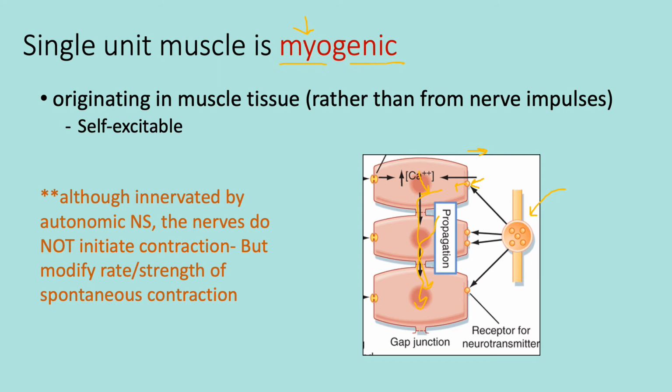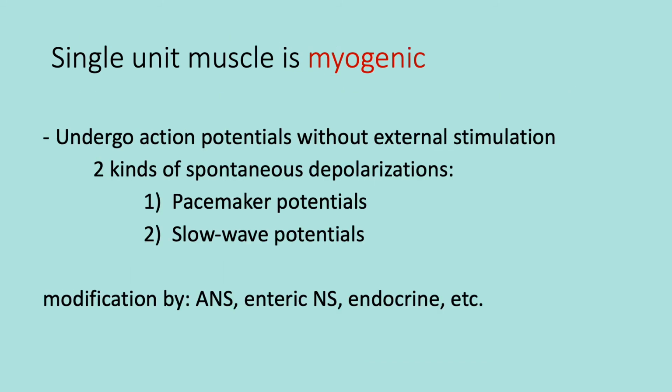Although single unit smooth muscle is innervated by the autonomic nervous system, as we've shown here, the nerves do not initiate the contraction. Instead, they work to modify the rate or strength of that spontaneous contraction. And there are two kinds of spontaneous depolarizations, or those action potentials that occur without external stimulation that originate within that muscle tissue. And they are pacemaker potentials and slow wave potentials. So both these will initiate that muscle contraction, and then we can see modification by the autonomic nervous system, right?